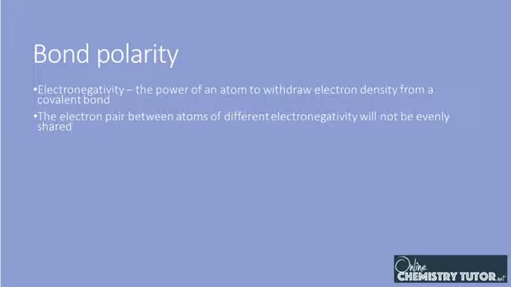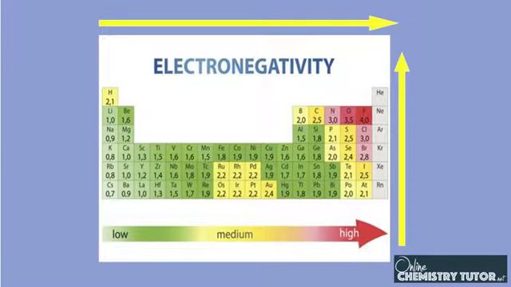And you need to be clear that if you have two atoms of different electronegativities covalently bonded together, then that electron pair will not be evenly shared between the two atoms. You can think of it almost like a tug of war. The two atoms that are covalently bonded are in a tug of war, and the more electronegative atom pulls the shared pair closer to itself because it has more capacity to do that.